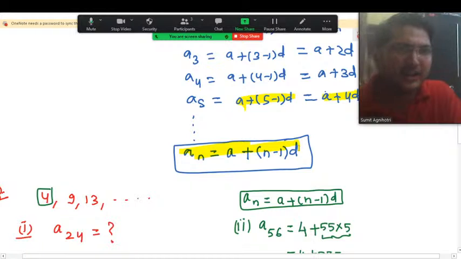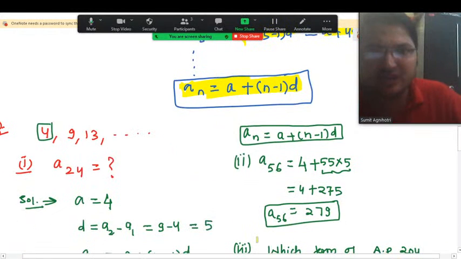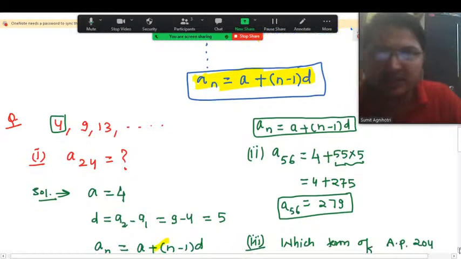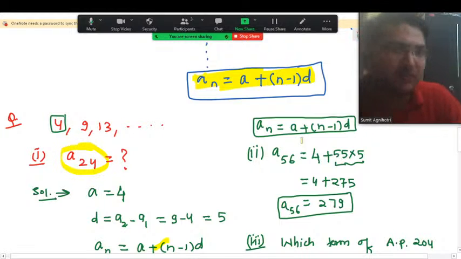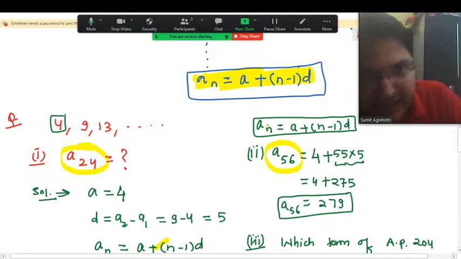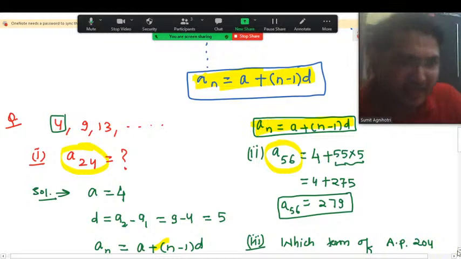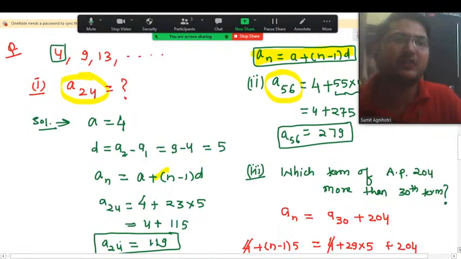We have already concluded this in our previous class as well. And the same thing I have just helped you to recall today as well. Then we have solved these questions that are here in front of you. The first question, this is 4, 9, 13 in AP, and we were supposed to figure out A24. A56 we have figured out very easily because we know this formula, and this formula is directly applicable here in these questions, and we can figure out what is the 24th value, what is the 56th value.